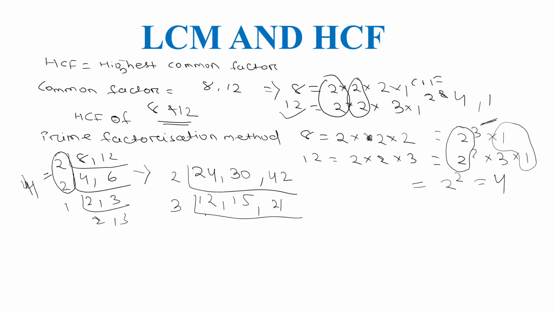With 3 these are getting divided, like 4, 5 and 7. After this they will not be divided further, so only these two can be taken as the HCF. So HCF will be 2 into 3, that is 6. Okay, this one is the HCF. We can find the HCF from this one. Got it, everyone?